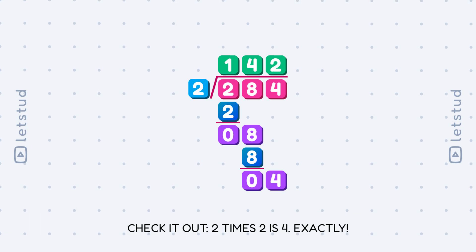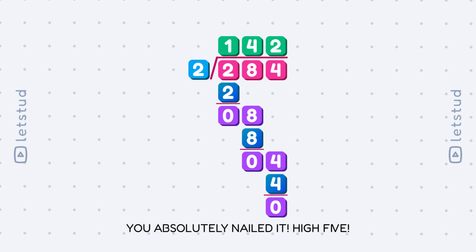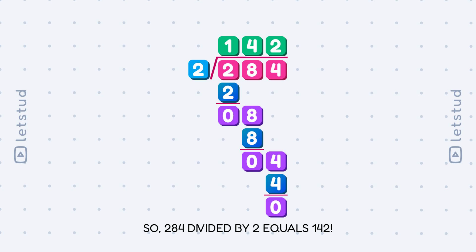Check it out, 2 times 2 is 4, exactly. Subtracting 4 from 4 leaves us with 0, we did it. You absolutely nailed it, high five. And that's all folks, we've divided 284 by 2 and found our answer. So 284 divided by 2 equals 142.